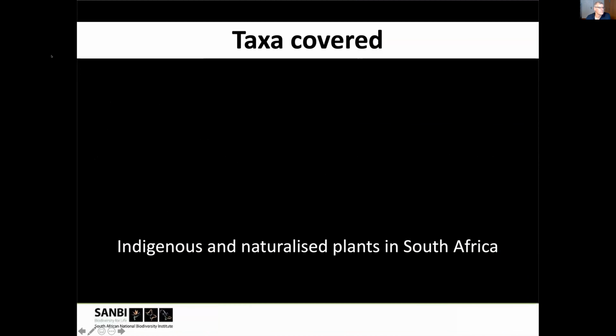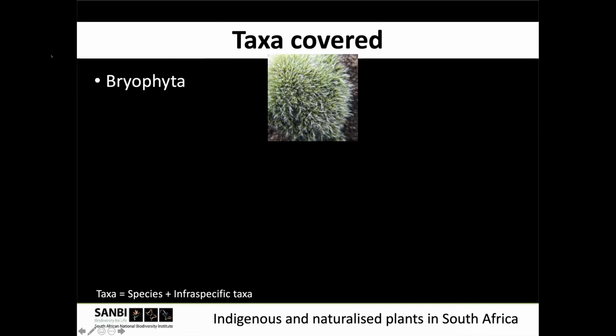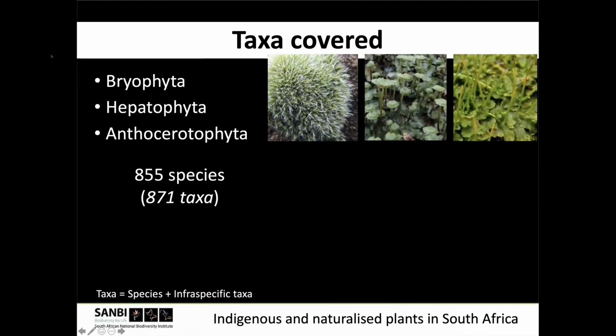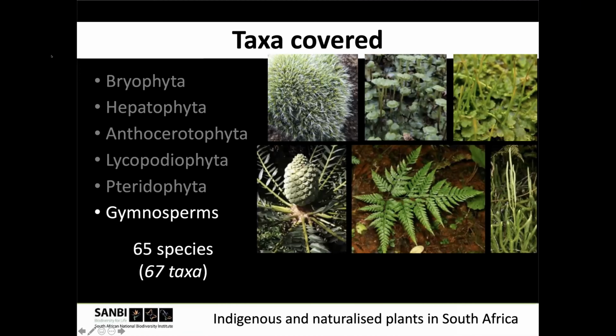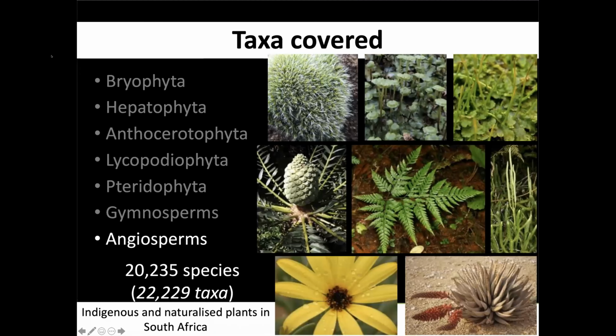The checklist and e-Flora cover indigenous and naturalized taxa occurring in South Africa. Plant groups that are currently covered in the checklist and e-Flora are the mosses, liverworts, and hornworts, the lycophytes and ferns, the gymnosperms, and the angiosperms. And we are also in the process of adding the marine macroalgae to extend the coverage of the checklist and the e-Flora.